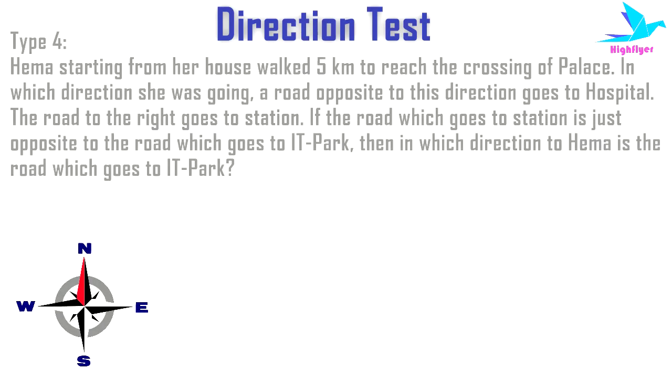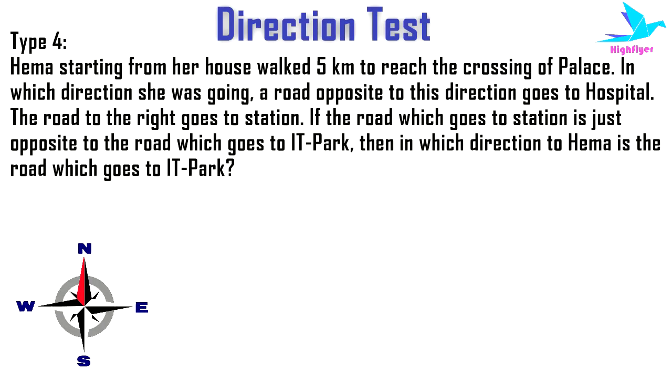Next question. Hema starting from her house walked 5 km to reach the crossing of Palace. In which direction was she going? A road opposite to this direction goes to the hospital. The road to the right goes to the station. If the road which goes to the station is just opposite to the road which goes to IT Park, then in which direction to Hema is the road which goes to IT Park?